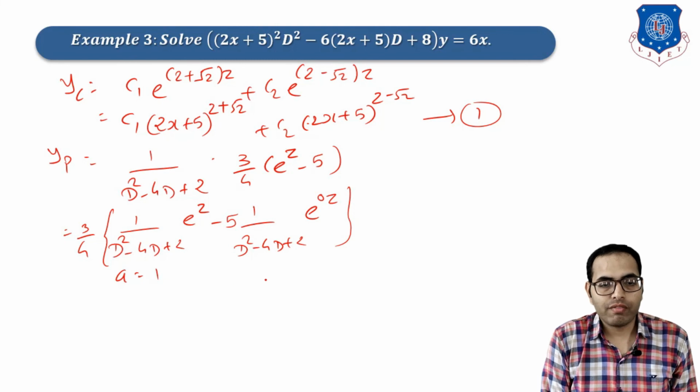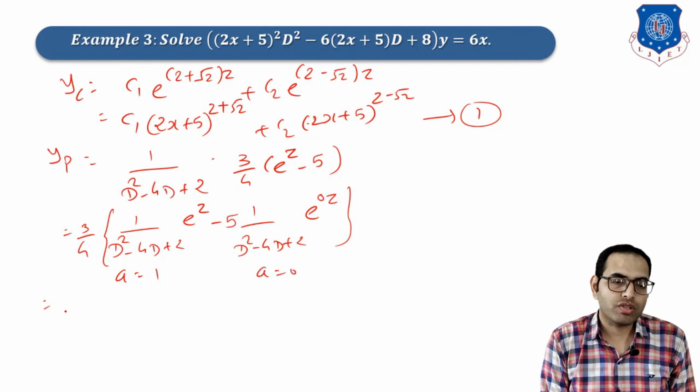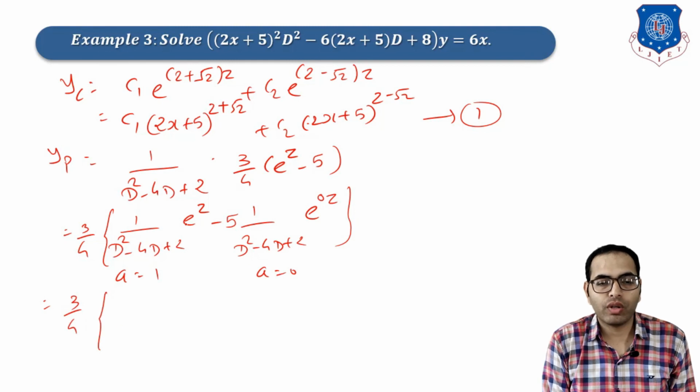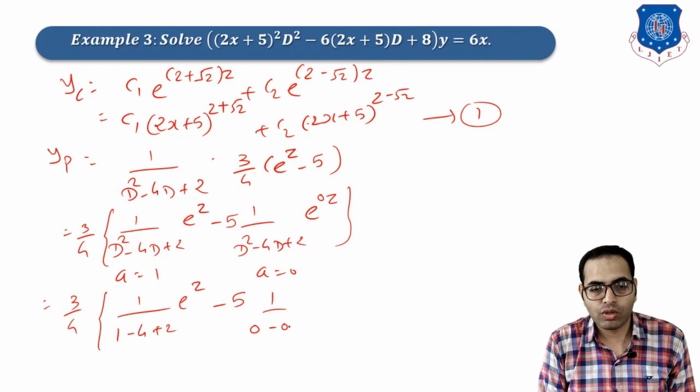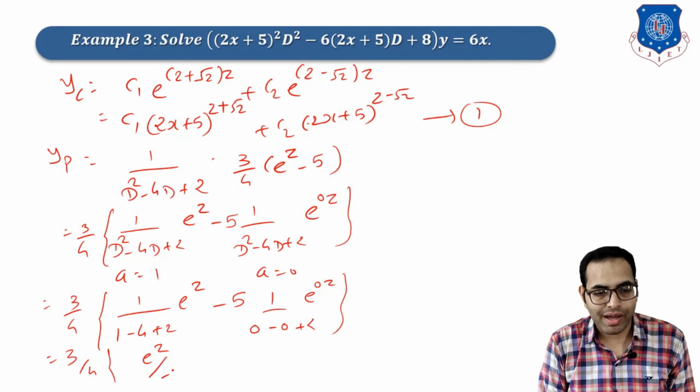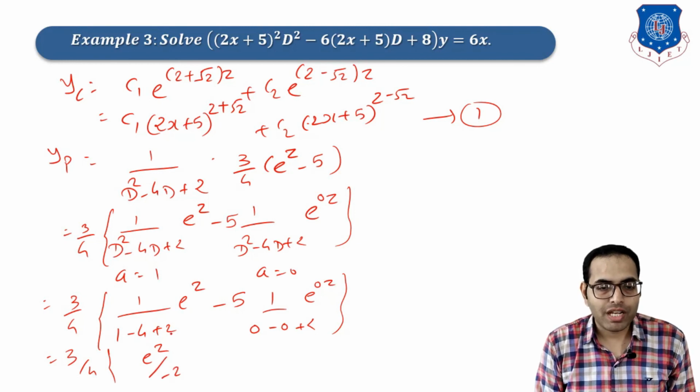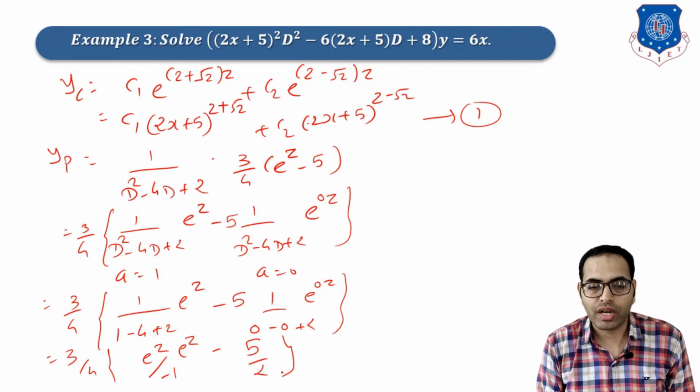Now in the first term the value of a is equal to 1, and in the second term the value of a is equal to 0. With the help of case 1 for finding the particular integral, replace D by 1: 1 minus 4 plus 2, e raised to z. For the second term, replace D by 0: 0 minus 0 plus 2, e raised to 0z. Now simplify: 3 by 4 e raised to z divided by minus 4 plus 2, that is minus 2, plus 1, that is minus 1, minus 5 by 2 e raised to 0z, that is 1.